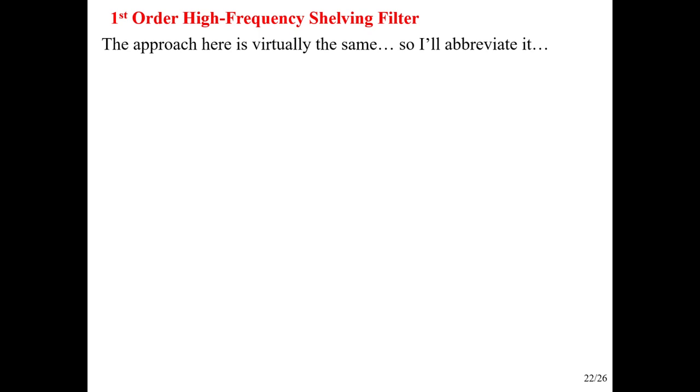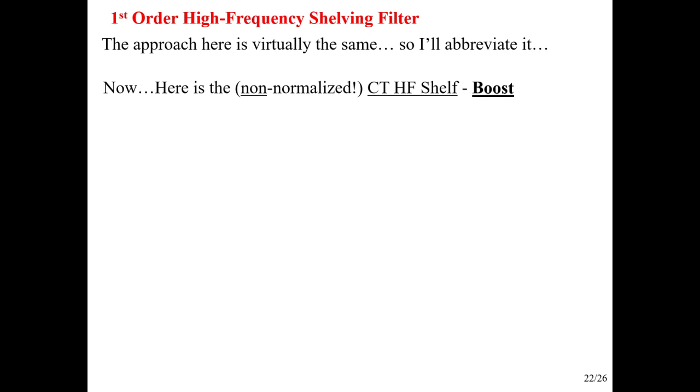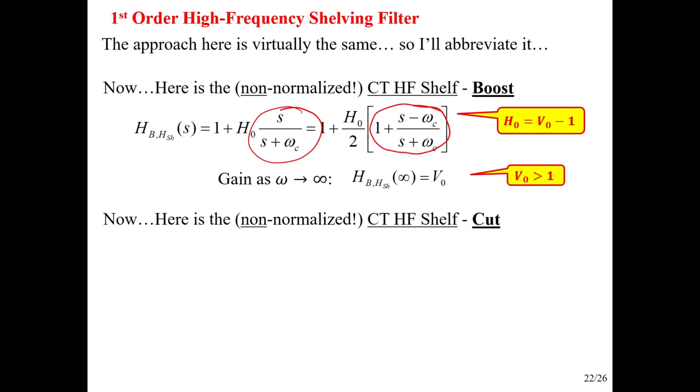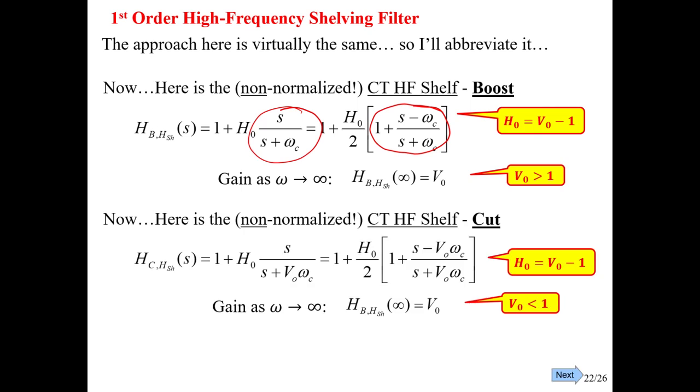Now let's take a look at the high frequency shelving filter. We'd go through exactly the same steps. I'm going to just do it quickly here. Start with the non-normalized boost form. Now we have a high pass filter here, which we're going to write in terms of an all pass filter. And then here's the form for the cut version.